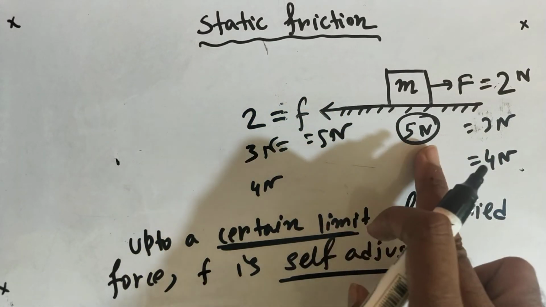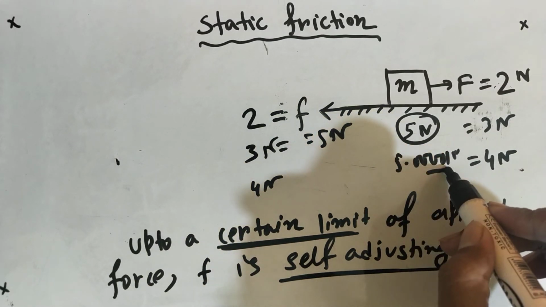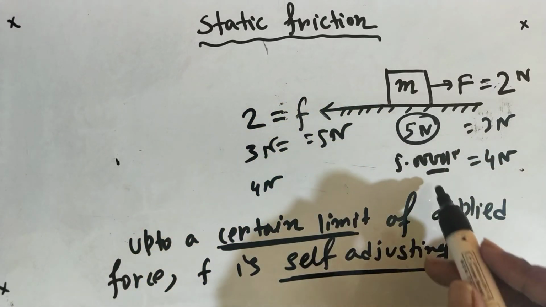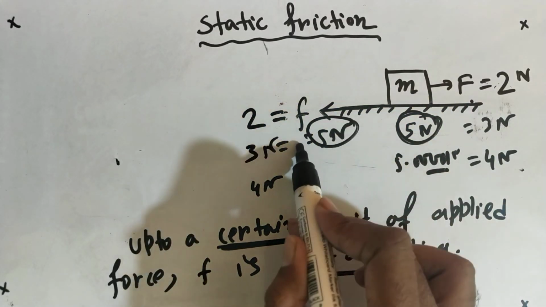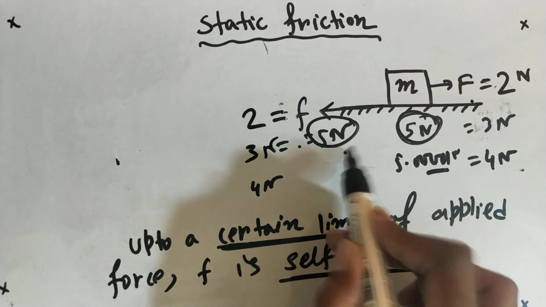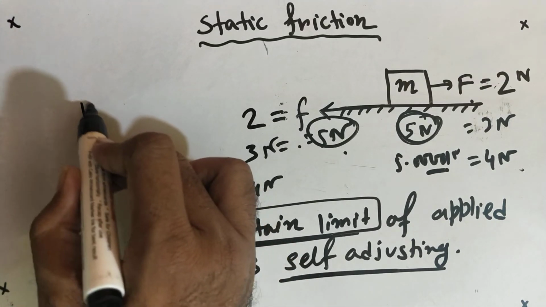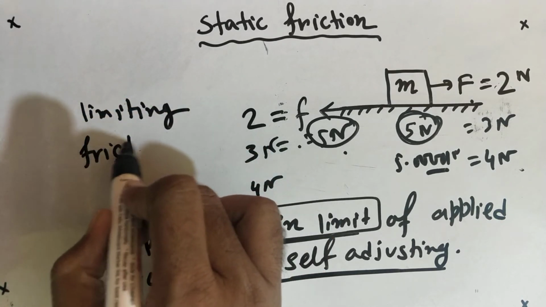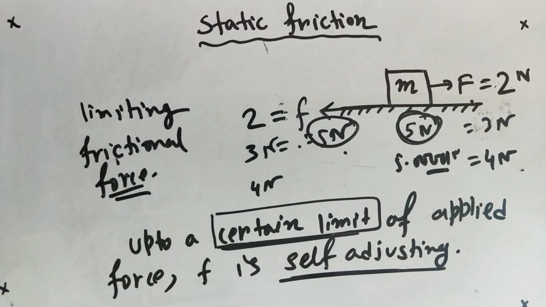But if you increase it further, suppose 5.000001 Newton, and you see that the object is moving, then you can tell that this 5 Newton applied force, due to which 5 Newton frictional force arises, is nothing but the limiting frictional force. So that certain limit is called the limiting frictional force.